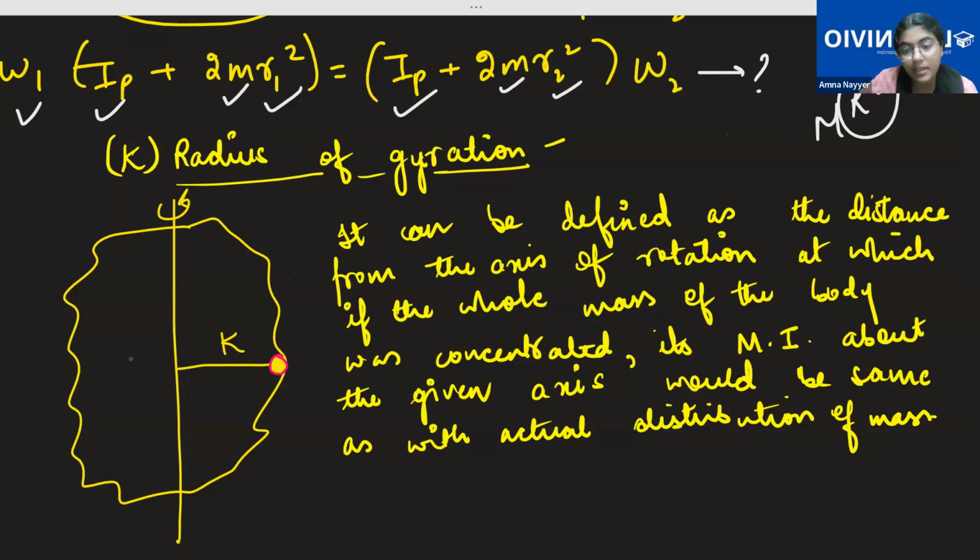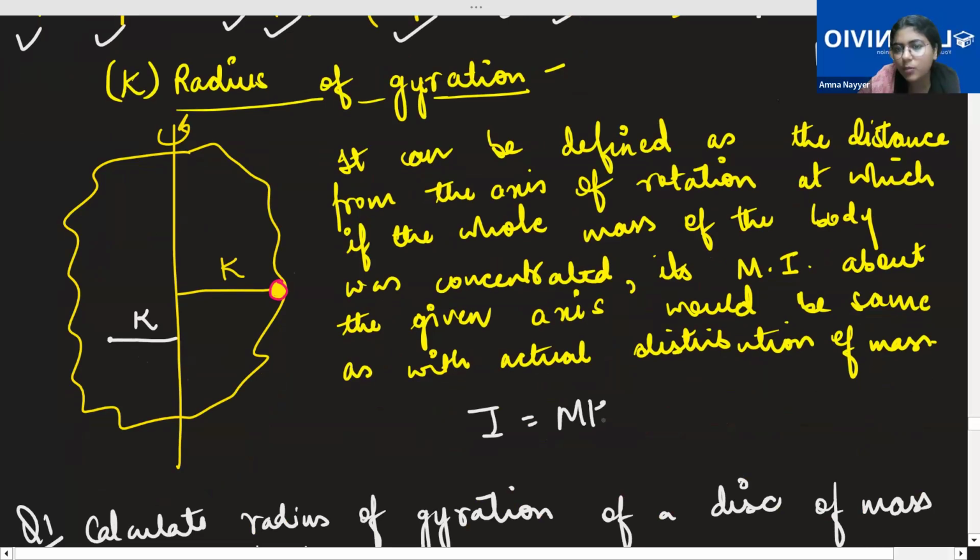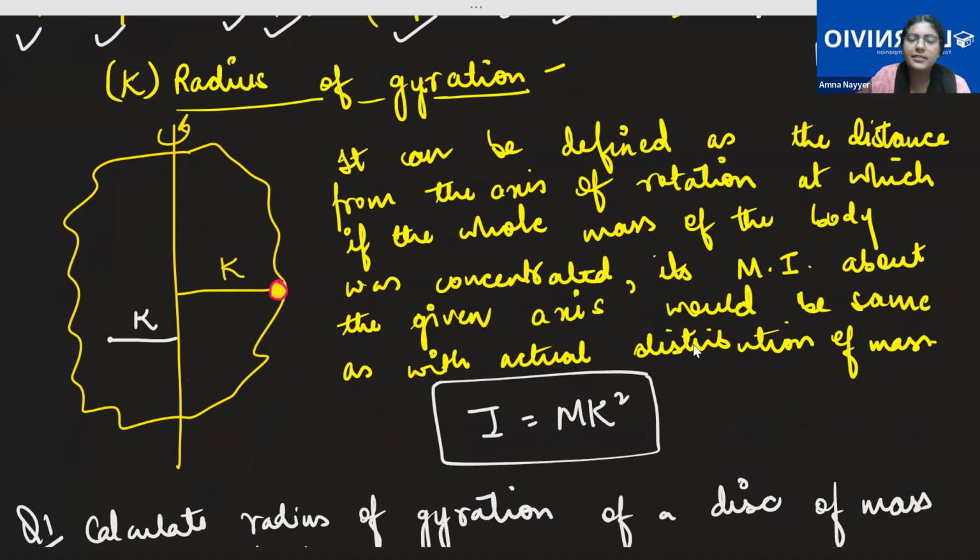But if I say there is a center of mass, or wherever the whole mass is supposed to be concentrated, let's say at this point anywhere, that separation from the axis, it can be anywhere. If I take a point here, it can be here as well. That is known as radius of gyration, and this is the only difference. Otherwise the formula is also not different. I is equal to m r square. I is equal to m k square. I'll read it. It can be defined as the distance from the axis of rotation at which, if the whole mass of the body was concentrated, its moment of inertia about the given axis would be the same as with the actual distribution of mass. This is the only difference.